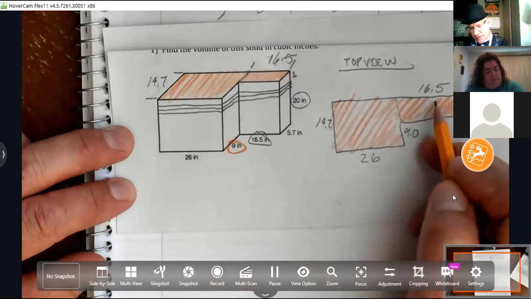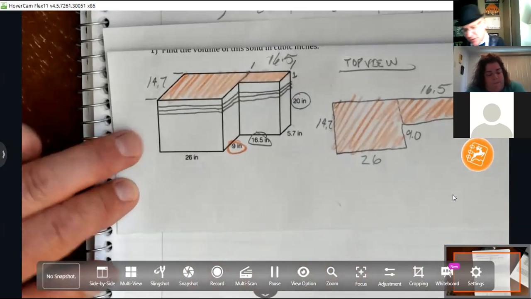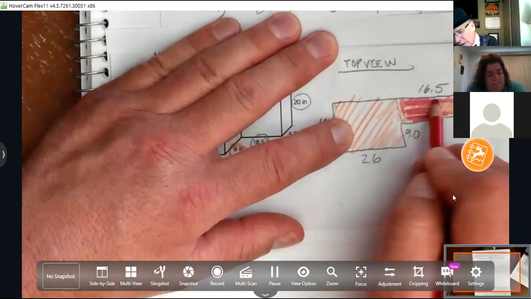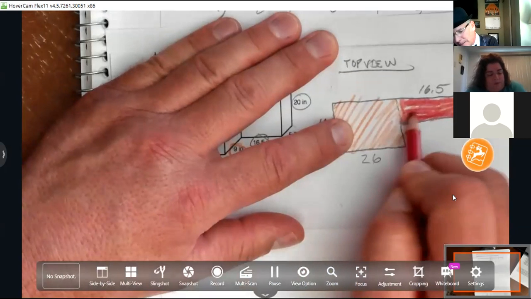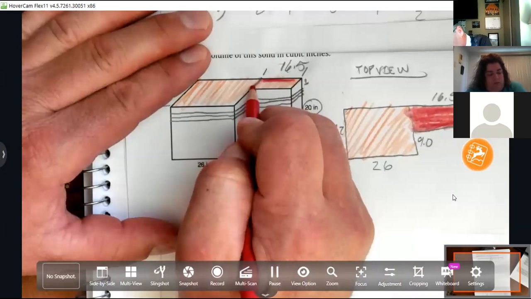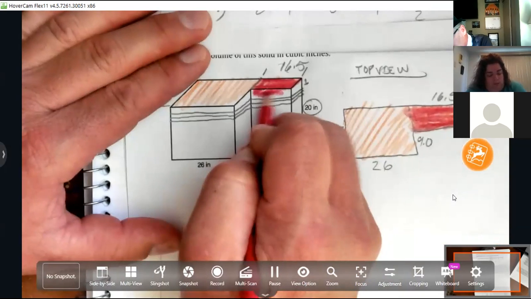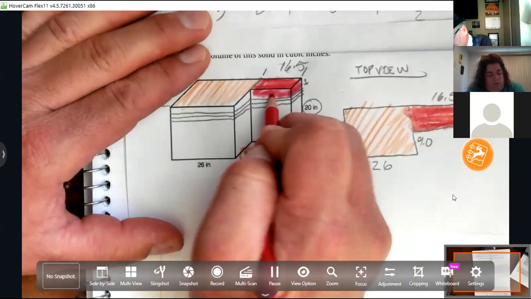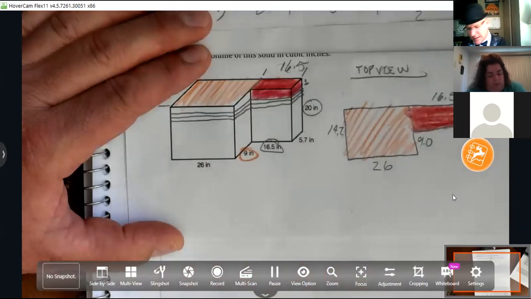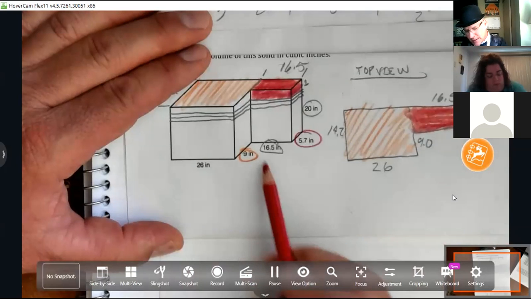So the area of this first part, which I'm now going to change its color. I'm going to change it to red. So now we're going to figure out how much is the red area. Does that help you guys? So then that means the red area represents this part right here. And remember, it's only 1 unit high. So you see how that represents this? 16.5 by 5.7 by 16.5.